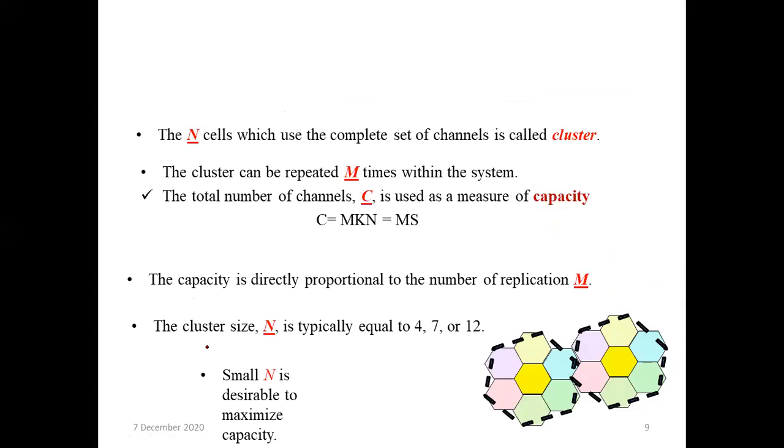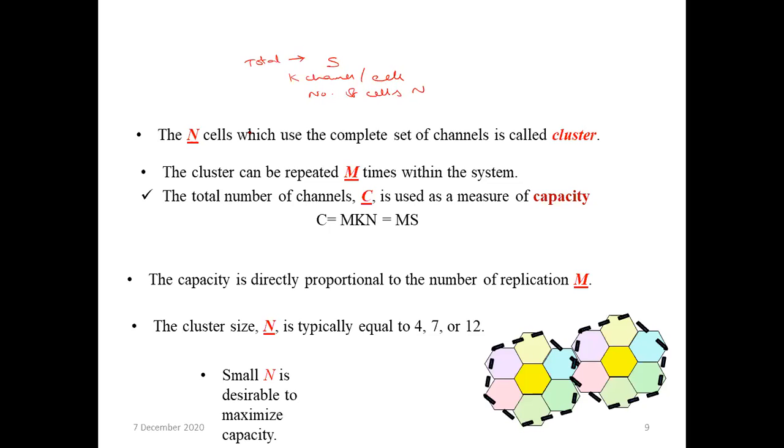I have n cells. Total number of channels is S. I have K channels, and I am using K channels per cell. The number of cells is n. So K into n is the total number of channels.